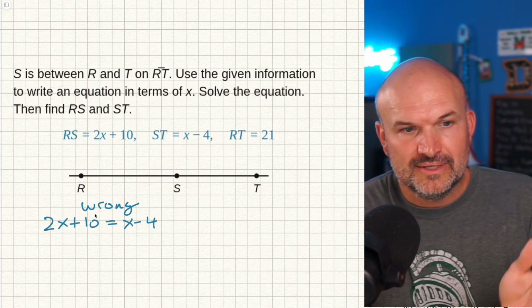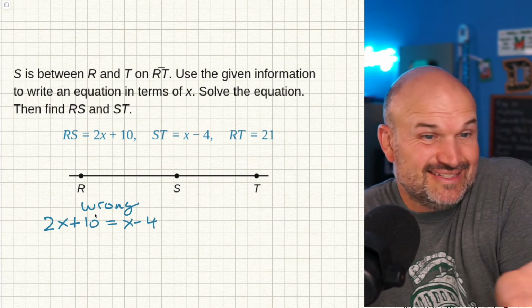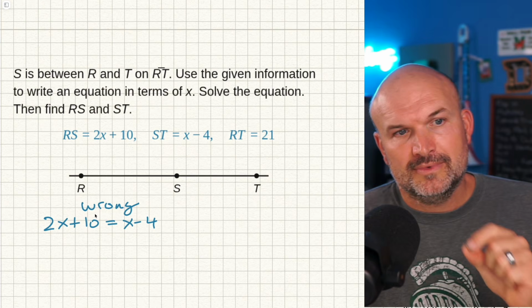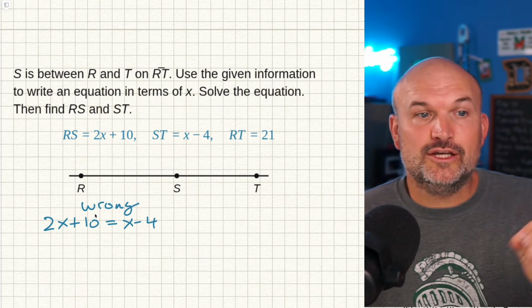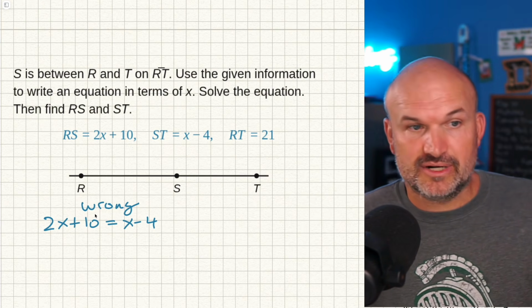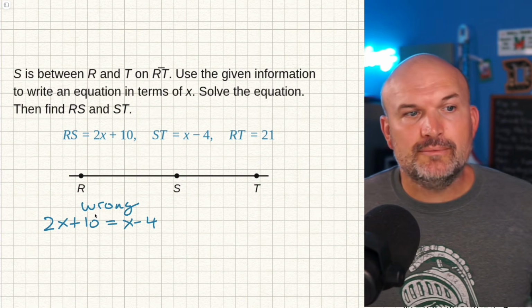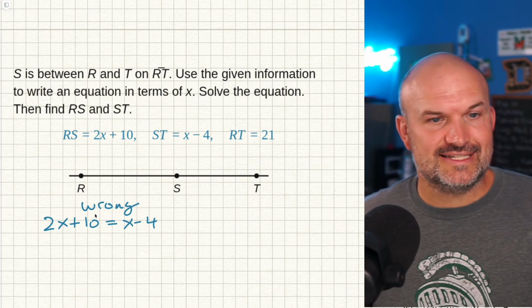So be very careful. S is between R and T, even though the diagram looks like it's perfectly in between, right? But again, don't believe everything you see. Use the given information to write an equation in terms of x. We're going to write an equation, which we kind of know, we're going to solve the equation, then we're going to find RS and ST.